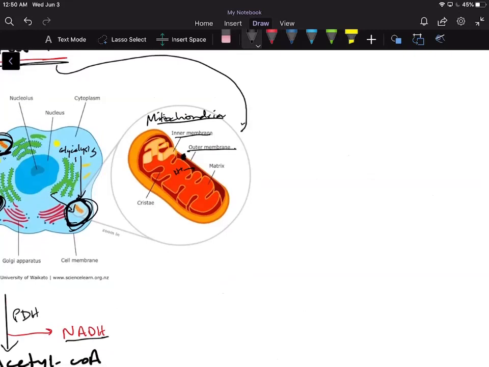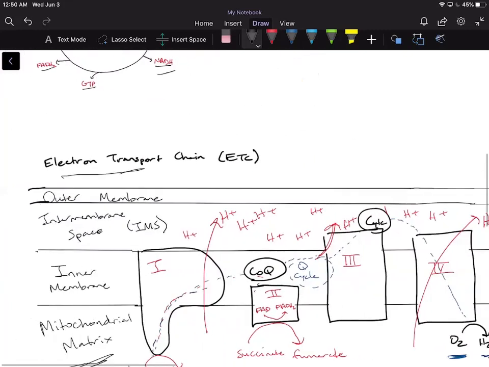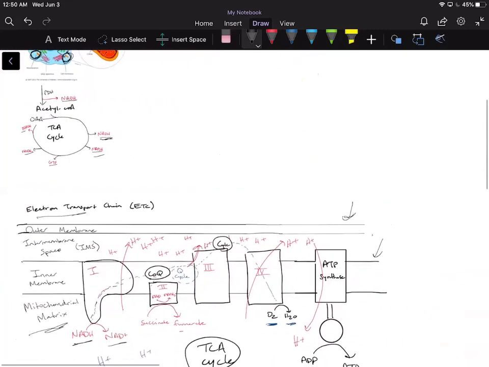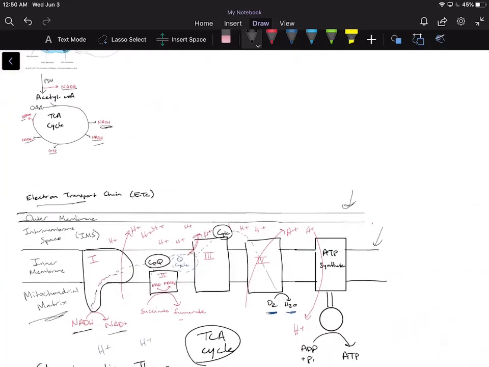So we're effectively creating this concentration gradient in the inner membrane space, okay? So let's just go back over here and go over a few things. Again, what we're doing is taking those electrons from the electron carriers from the TCA cycle and even glycolysis, and we're going to be passing them through the different complexes of the electron transport chain. So through the inner membrane, we're going to be passing these electrons.